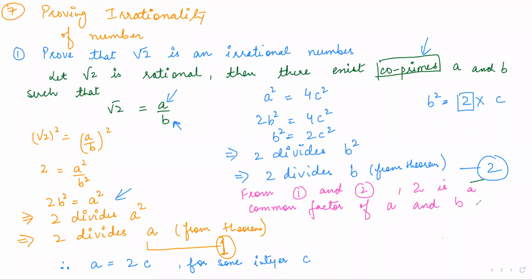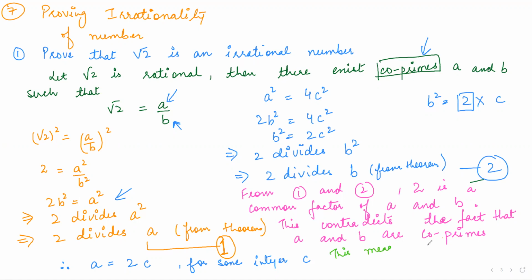So this contradicts the fact that A and B are co-primes, right? So there's a contradiction. After this you will write, this means our assumption is not correct. The assumption was that under root 2 is rational. So this is not correct, and therefore under root 2 is irrational.